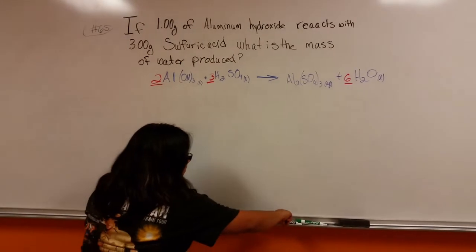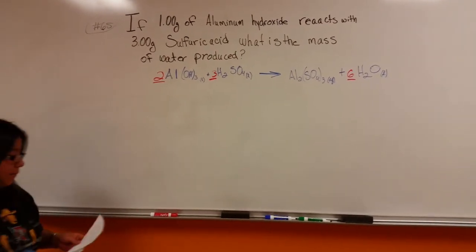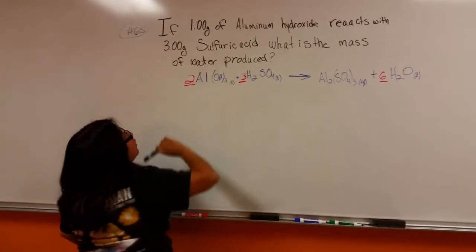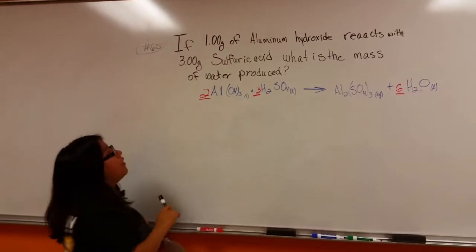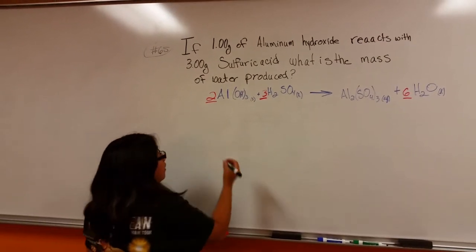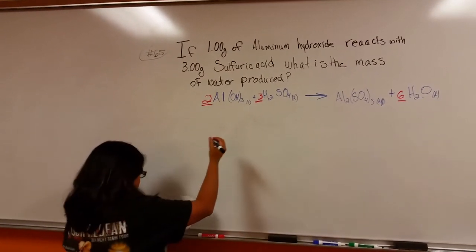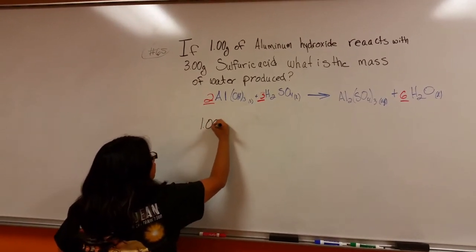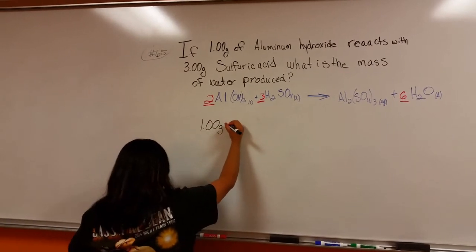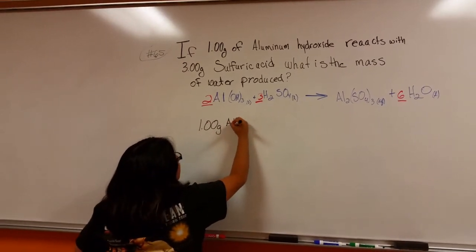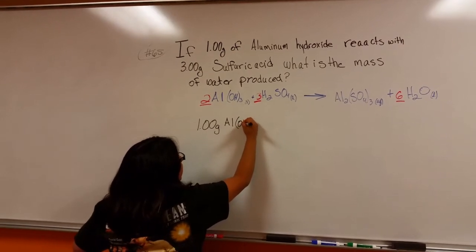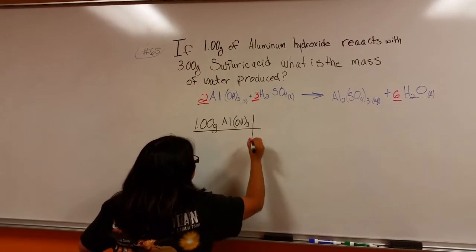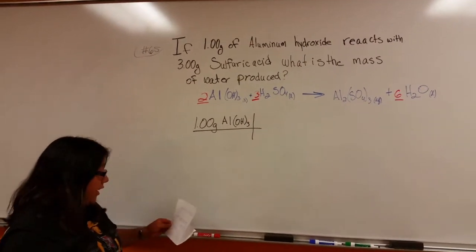If it is, you can proceed to your dimensional analysis step, which starts out with either your 1 gram of aluminum hydroxide or your 3 grams of sulfuric acid. I'm going to start with the 1 gram of aluminum hydroxide. So we have 1 gram of Al(OH)3. Start with that.